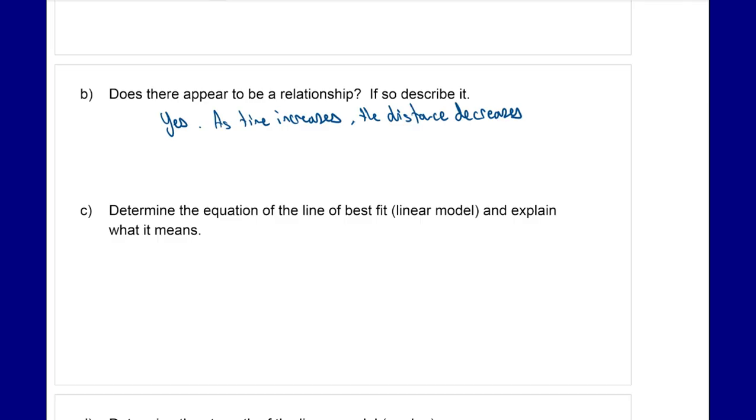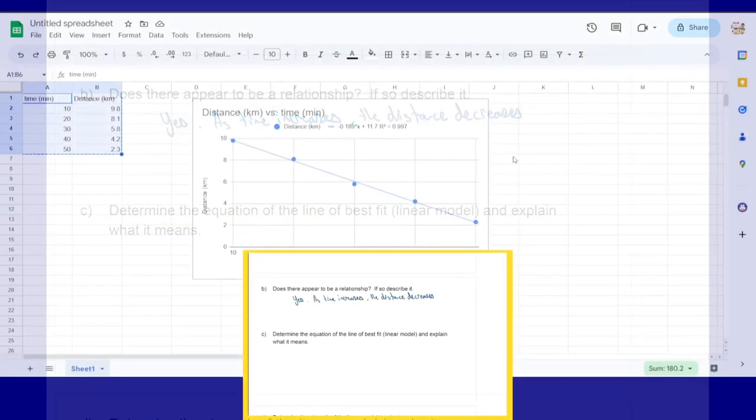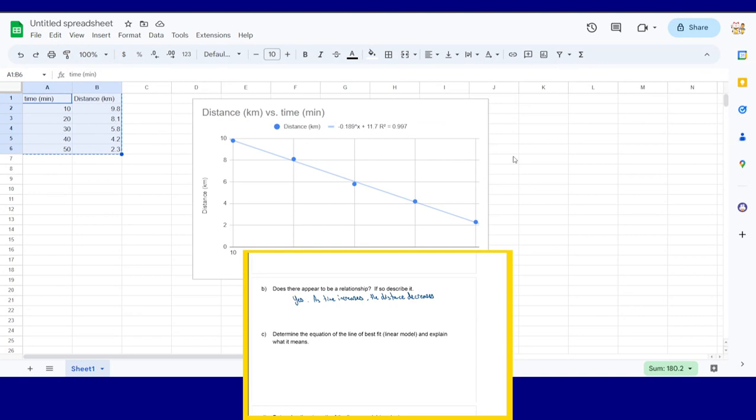So we come back to our question: determine the equation of the line. We can see the equation of our line. We've determined that by checking off the box and getting the computer to do it. It is negative 0.189 times x, where that little star means multiply by x, plus 11.7.